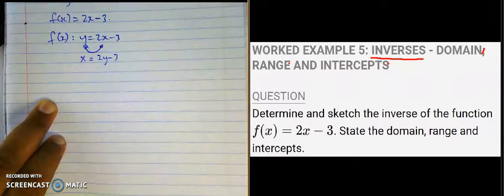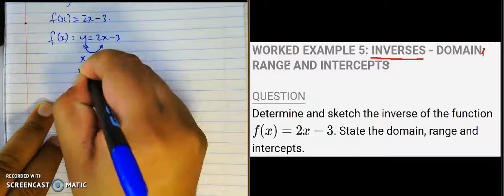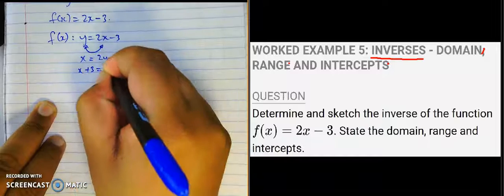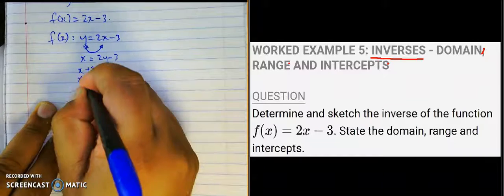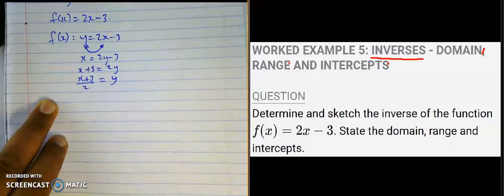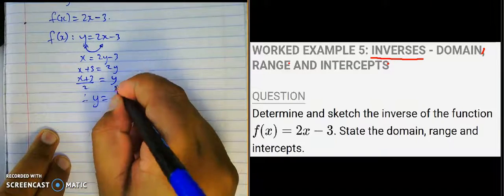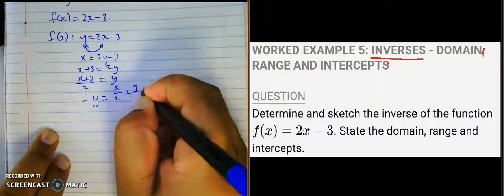The next step, learners, is to make y the subject of the formula. Therefore, we're going to say x plus 3 is equal to 2y. And x plus 3 divided by 2 will be equal to y. So therefore, y is equal to x over 2 plus 3 over 2.